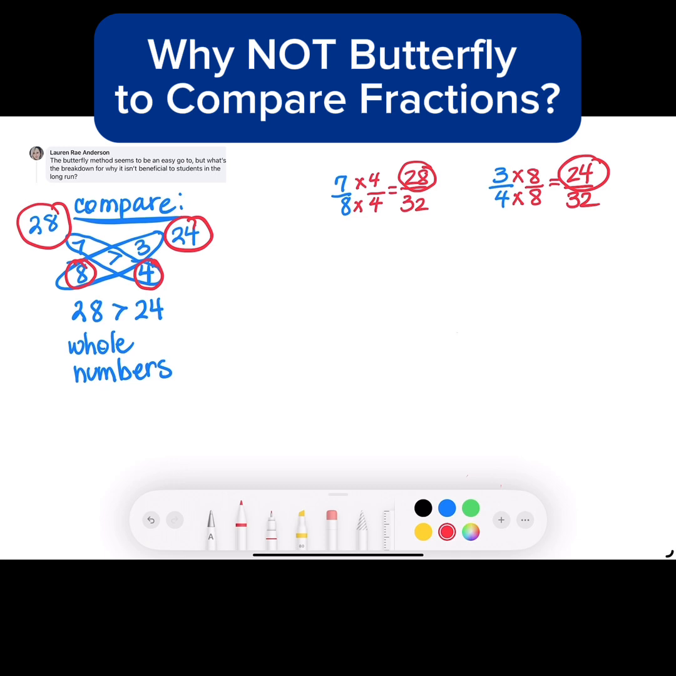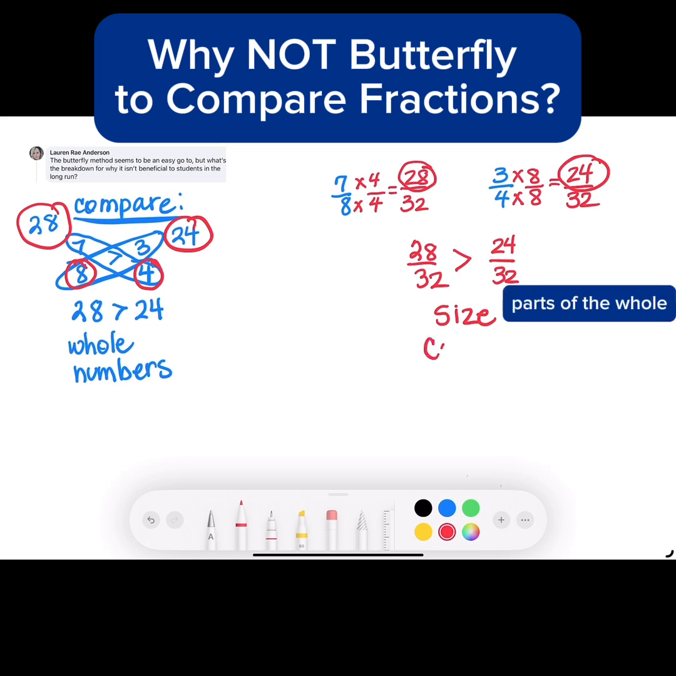So what they're actually doing is comparing 28/32 and 24/32. And they see that 28/32 is greater than 24/32. But this is true because they are looking at the size of the fractions and not looking at whole numbers. And this helps the kids to determine conceptually that 28/32 is greater than 24/32. This helps them to understand this conceptually.